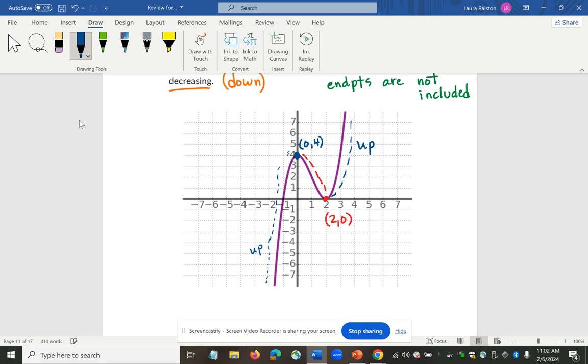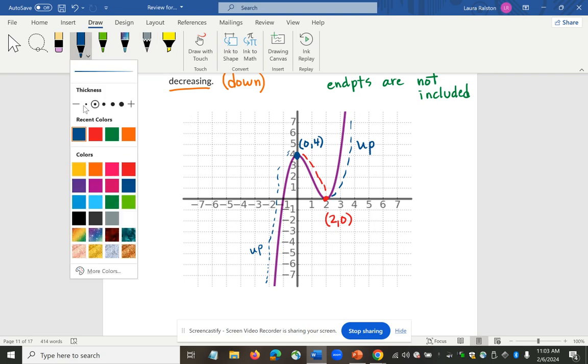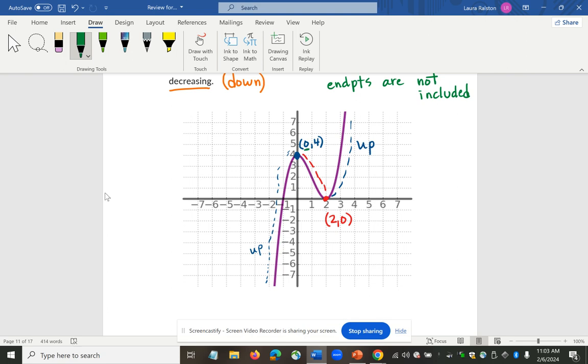Remember, I'm looking for where it's decreasing, so I want to know where it is going down. I start going down at an x value of 0, and I stop at an x value of 2. So I start at 0, I stop at 2, and I'm not going to include either endpoint. It's as though these endpoints are open circles, not colored in. So I decrease along the interval from 0 to 2. At any point between those two numbers, I appear to be going down, or decreasing.